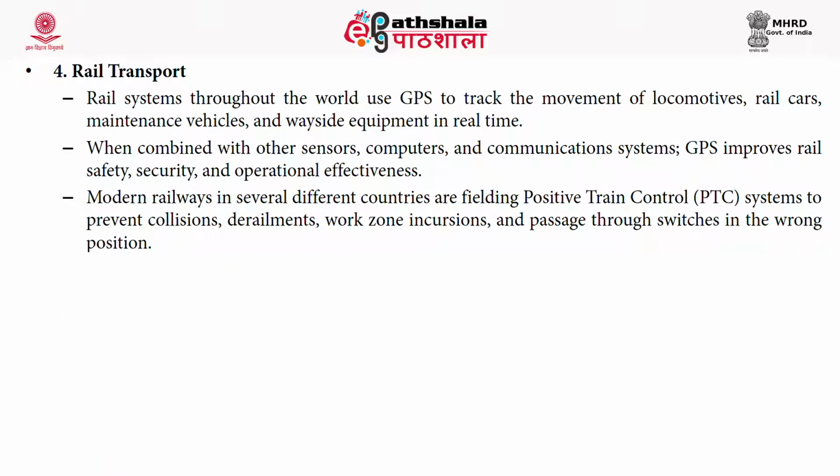The next in this category is rail transport, and these systems throughout the world use GPS to track the movement of locomotives, rail cars, maintenance vehicles as well as the wayside equipment in real time. When combined with other sensors, computers and communication systems, these improve the rail safety, security and operational effectiveness. Modern railways also are fielding positive train control systems in various countries to prevent the collision, derailment, work zone incursions as well as passage through switches in the wrong position.